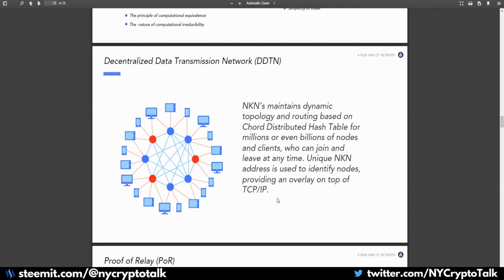So the first key portion of the project, the decentralized data transmission network. Basically, this is the network topology and how they're going to be able to route the information from the different devices that are connected to the network. So whether you have an iPad, a desktop, a cellular phone, all this information is going to go onto the network, and a unique NKN address is used to identify these different nodes and allow them to interconnect and share their information with the other users. Basically, this is an overlay on top of TCP/IP.